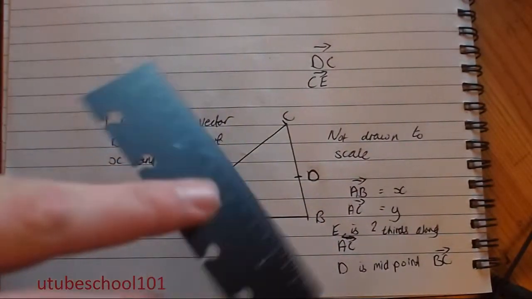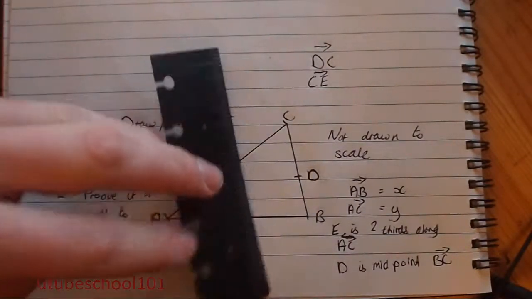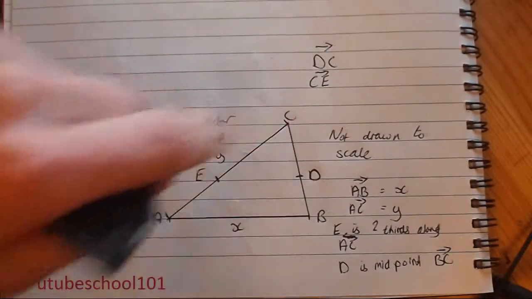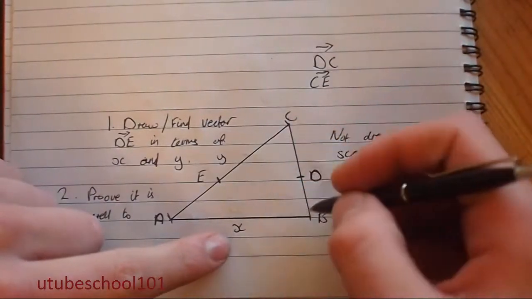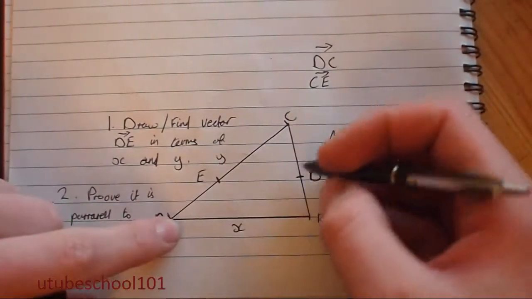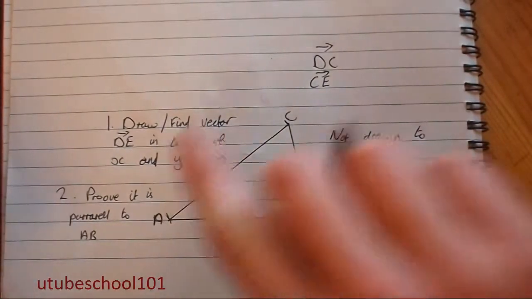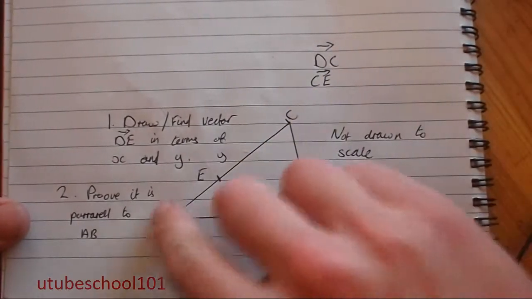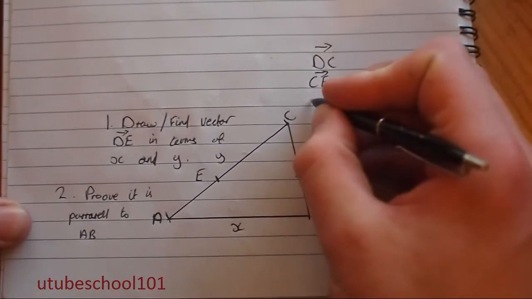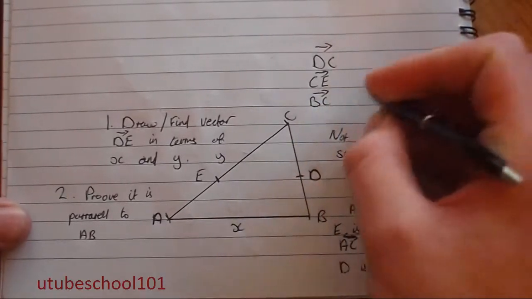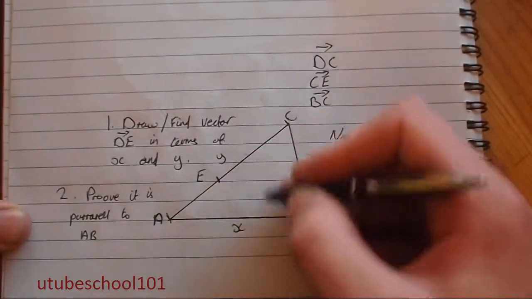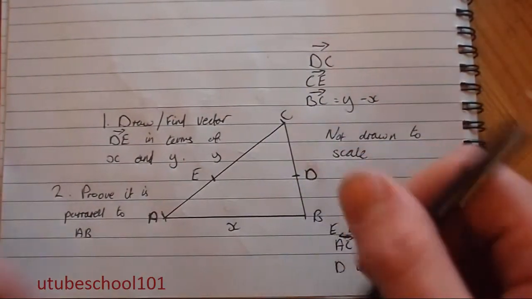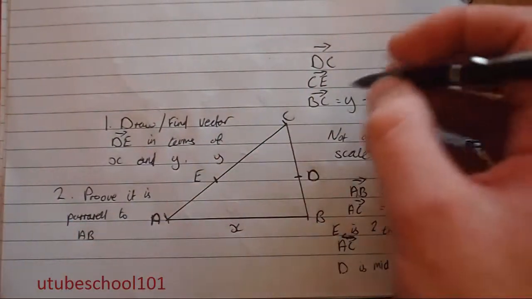So to get that, first of all, I have to find out what D to C is, and I have to find out the vector of this. So what's the vector from B to C? Well, to get from B, we have to go negative X, we're going in the opposite direction, and then we have to go along Y in the positive direction because we're going from A to C. So if I just write down B to C, that's simply Y minus X, because we're going minus X, Y.